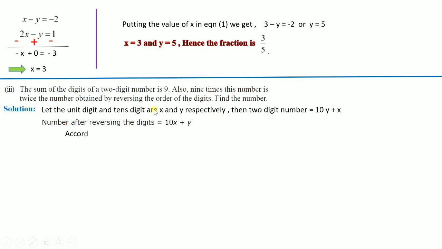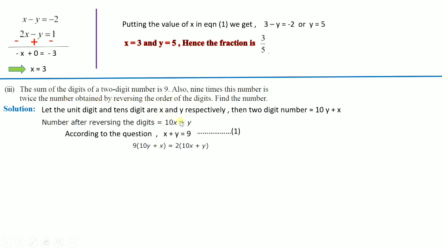Now according to the question, the sum of the digits of the two digit number is 9, so x plus y is equal to 9. Equation number 1. And now 9 times this number, what is this number? 10y plus x. So 9 times this number equals twice the number obtained by reversing the order.